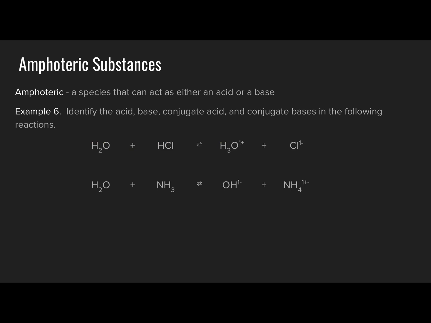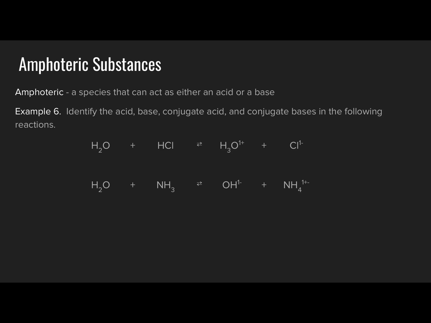All right, moving along here, having a look at a couple more reactions involving acids and bases. I've got an example up on the board here for you in which we are, again, identifying the acid-base conjugate pairs within a couple of reactions. The first of which is water reacting with HCl to form H3O positive and Cl1 negative. This is a relatively straightforward one here.